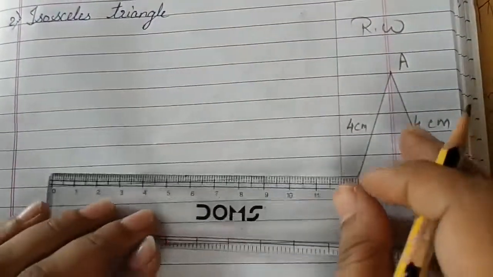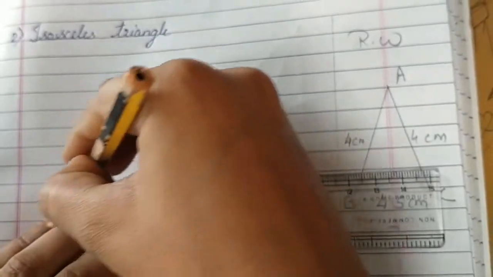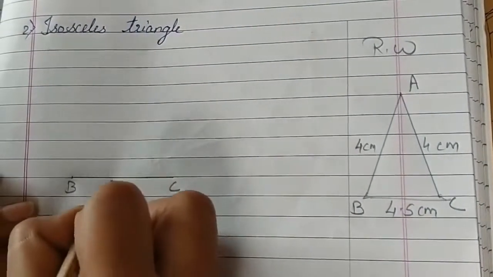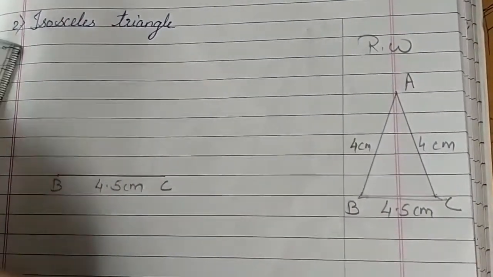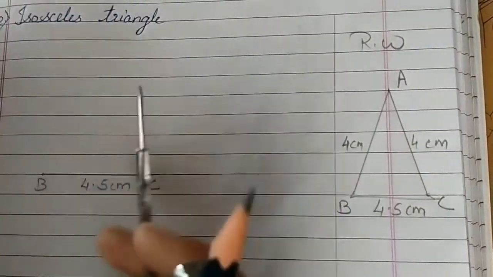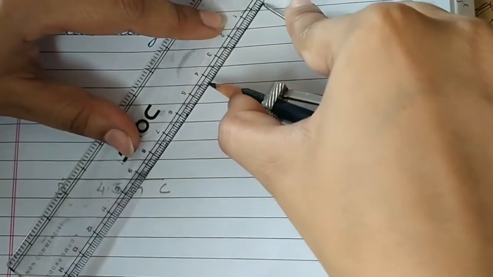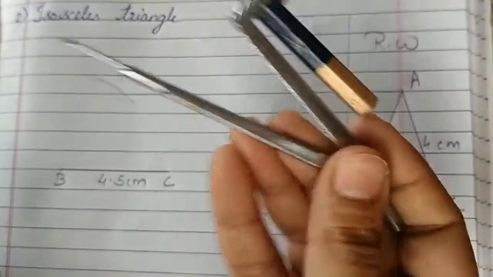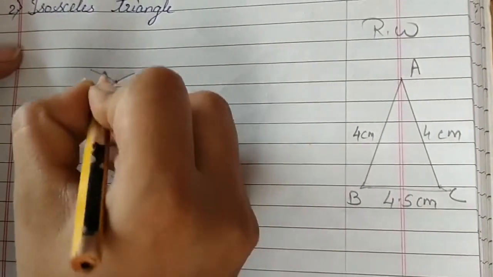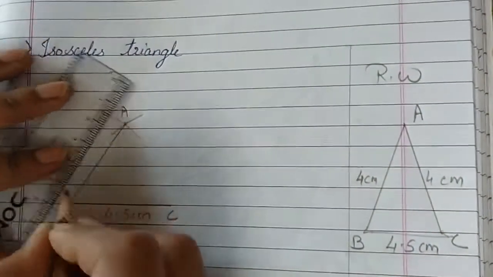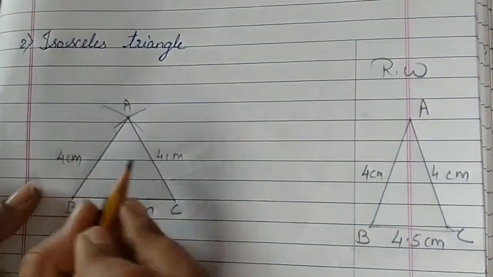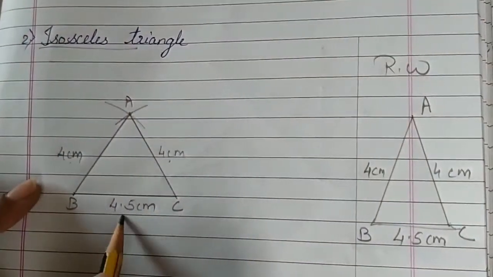Now with the help of a scale, I will draw 4.5 centimeters. This is the base. The base is different in an isosceles triangle and two sides are equal. Now with the help of a compass, I will take 4 centimeters. I am keeping my compass point on B and making an arc. Same distance, 4 centimeters, on C I will keep and make an arc. Now we got a point A. Now I will join AB, that is 4 centimeters, and AC, 4 centimeters. So two sides are equal, that is an isosceles triangle, and the base is different.